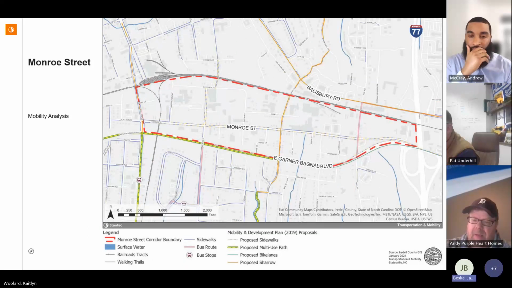Next slide. Mobility, we look at transportation all the way from roads to sidewalks to transit if it's part of the puzzle.